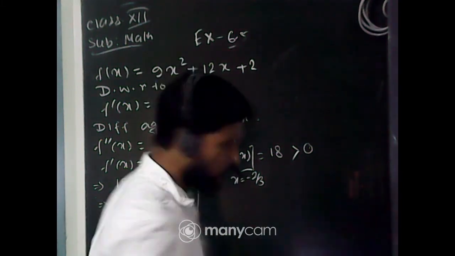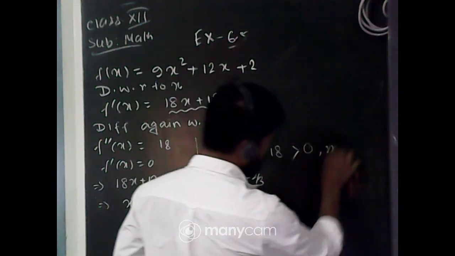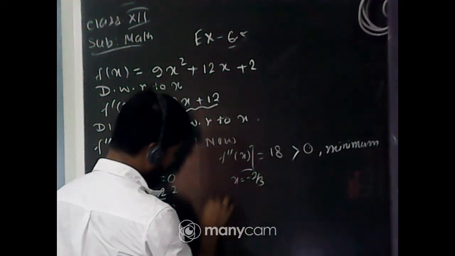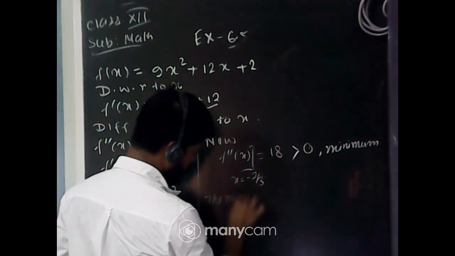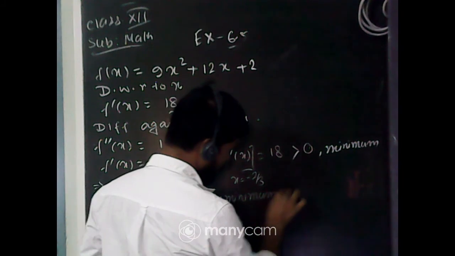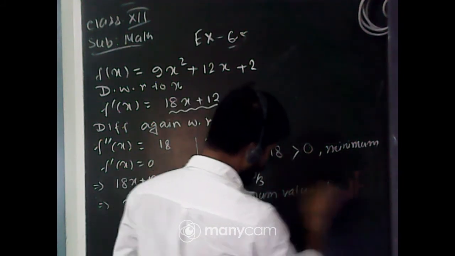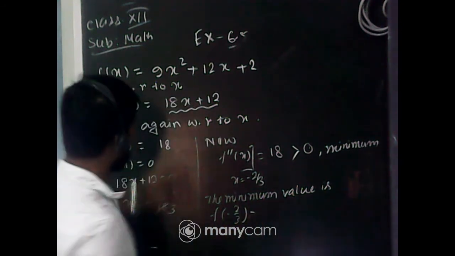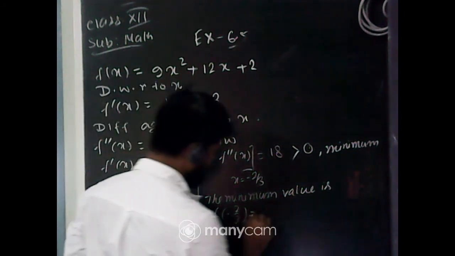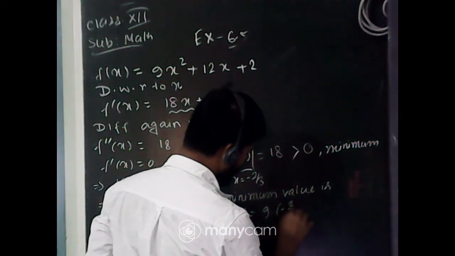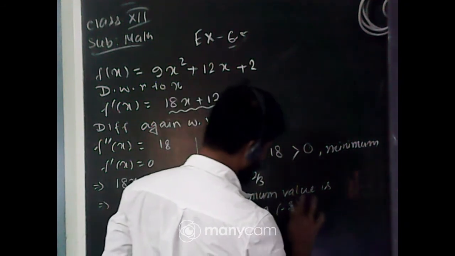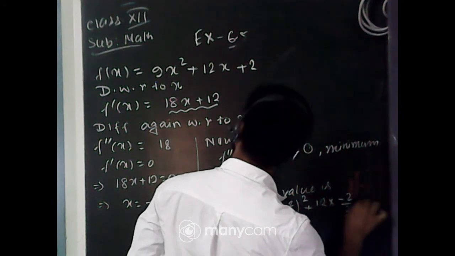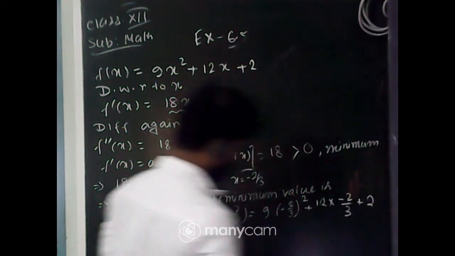And what is the minimum value? The minimum value is f of minus 2 by 3. Now put x equal to minus 2 by 3 in this expression. So it will be 9 into minus 2 by 3 whole square, plus 12 into minus 2 by 3, plus 2. Okay, now do the calculation.